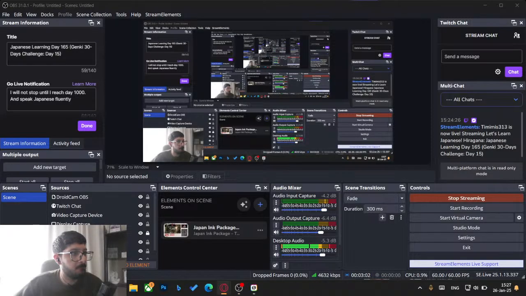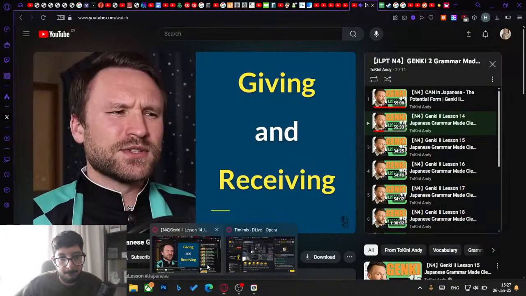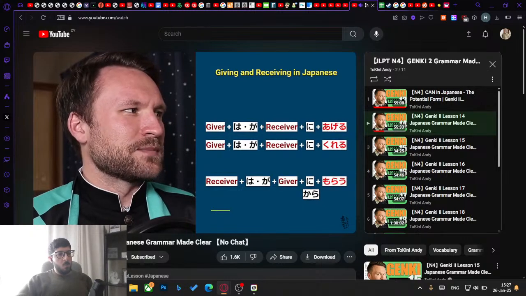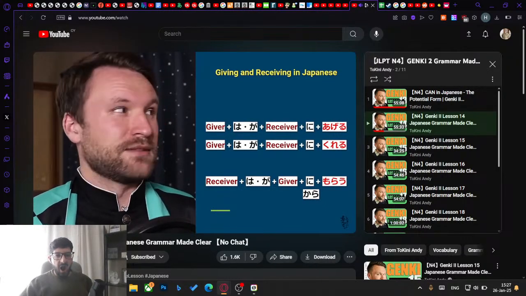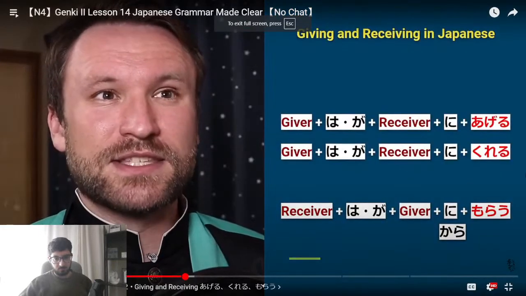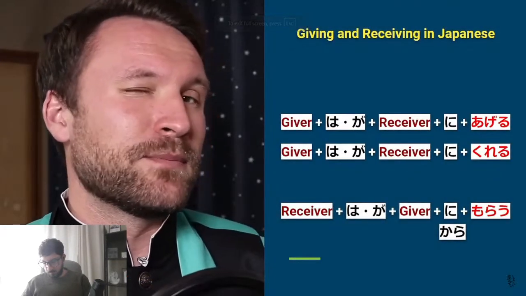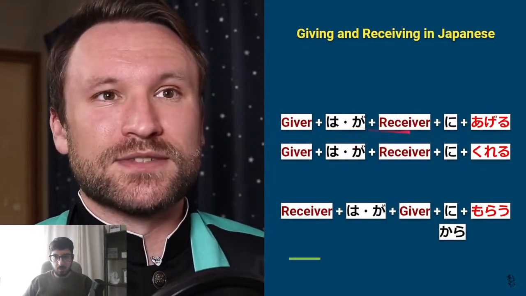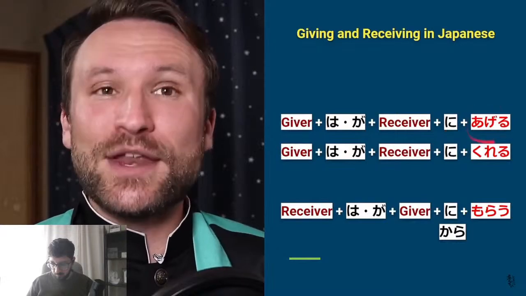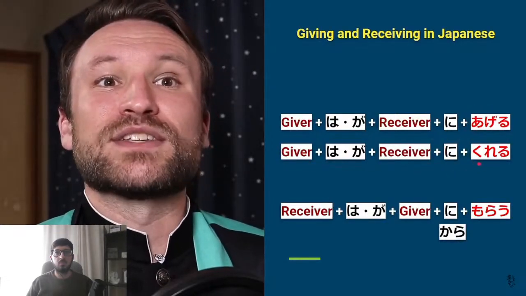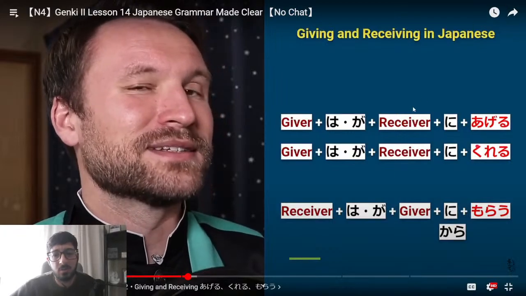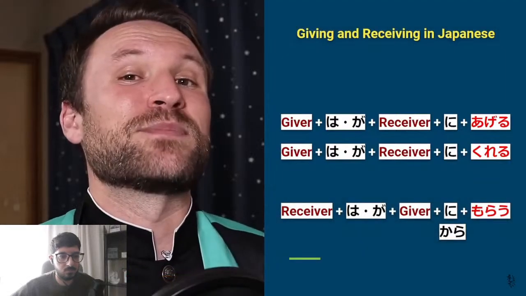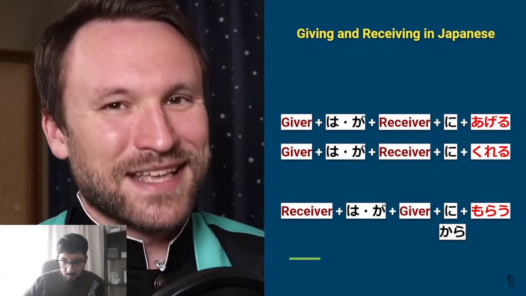I struggled with figuring out how I could explain this well because I think everyone struggles with this one when they first learn it. Maybe not everyone. I know I did. It still confuses me from time to time. And looking at it like this on the screen, it's still kind of confusing. Let's just look at this way really quick, and then I'll try and make it a little bit more simple for you. So we've got giver plus wa ga, either particle is fine. Giving and receiving, okay. Receiver ni ageru, that means to give. Same thing plus kureru also means to give, but not to someone else. Like, you can't use kureru when you give something to someone else. That's for when people give something to you or someone very close to you. It'll make sense in a minute, I promise.